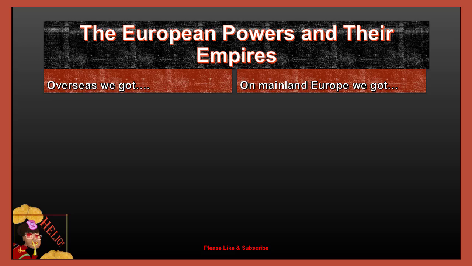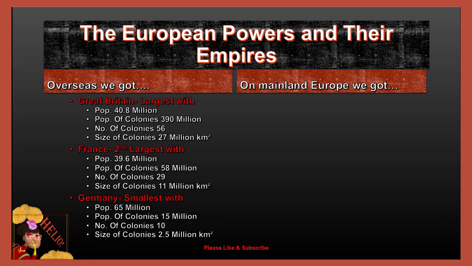Now, overseas, that is the empires that have colonies that aren't in Europe, we have Great Britain, who has the largest, because as you can see, Great Britain's population is 40.8 million. Then the population of its colonies is 390 million. So big difference. And this basically shows just how powerful Great Britain was at the time, and why Germany wanted to have that kind of power. Because as you can see, Germany is literally the smallest.